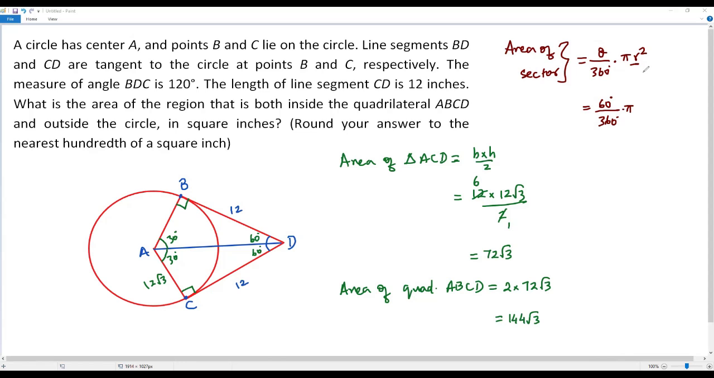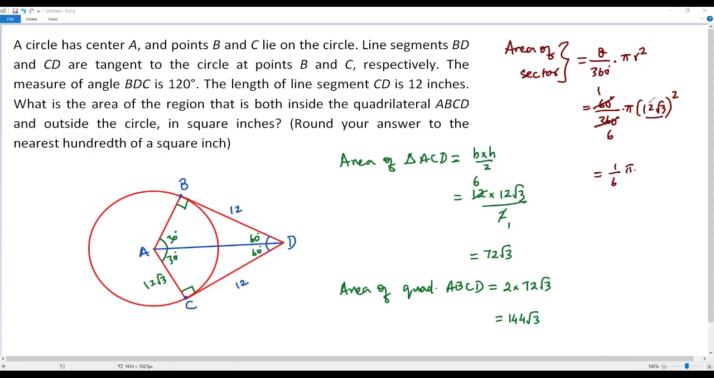This r represents the radius of the circle. Actually, the line segment AC over here represents the radius of the circle. Its length is 12 times the square root of 3. That is, the radius of the circle is 12 times the square root of 3. Now let me plug in 12 times the square root of 3, the whole squared. Here 60 goes into 60 one time and 60 goes into 360 six times. I am getting 1 over 6 times pi times.